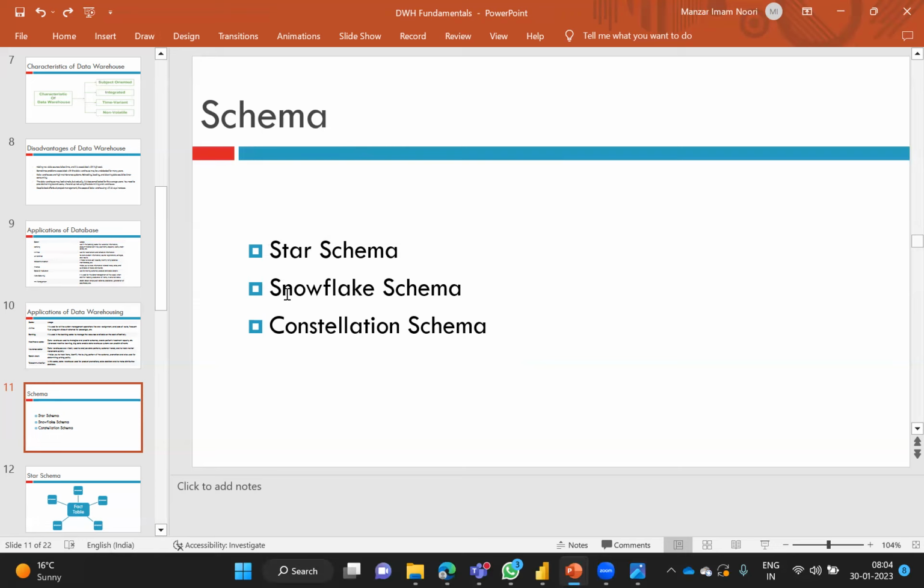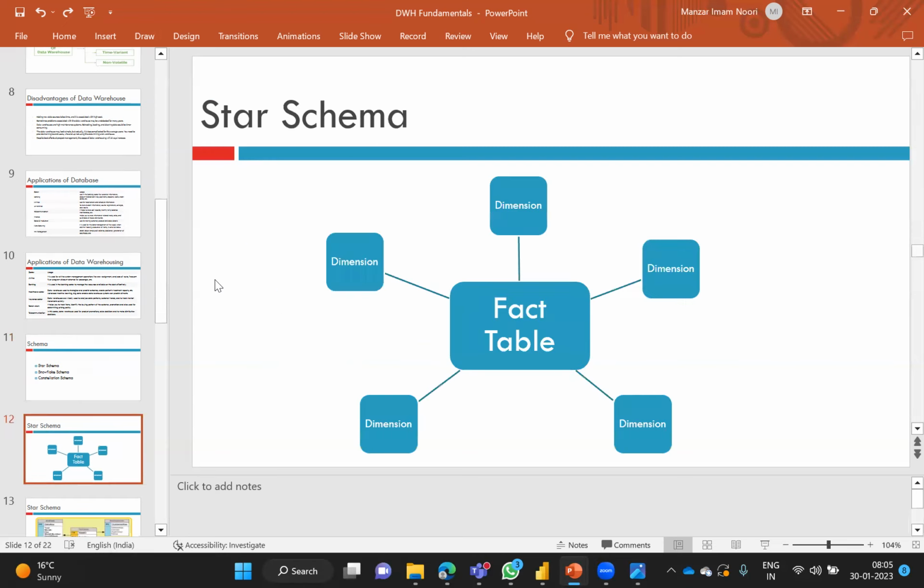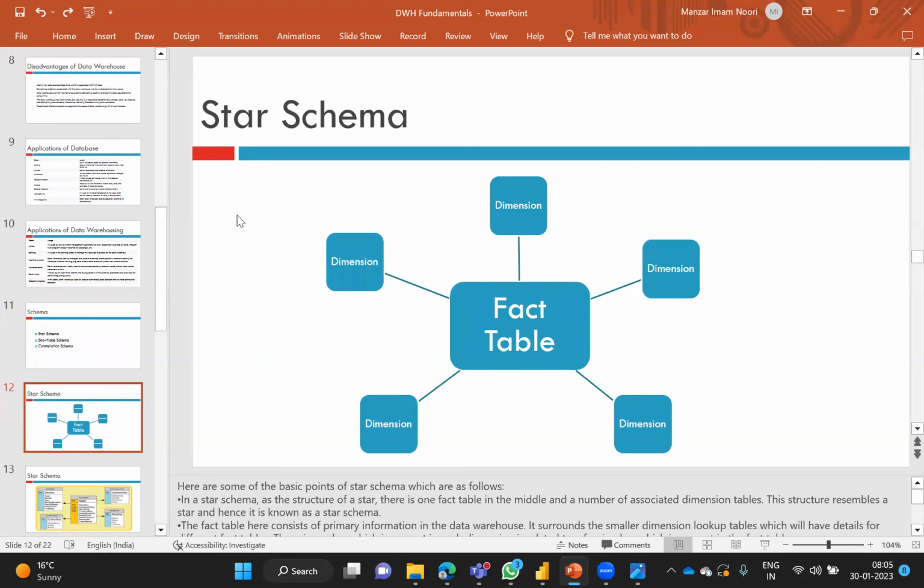The star schema, snowflake schema, and constellation schema. These are the three modeling concepts we are going to use in our reporting model, either in the data warehouse or in the reporting systems. Right. So what is the star schema?